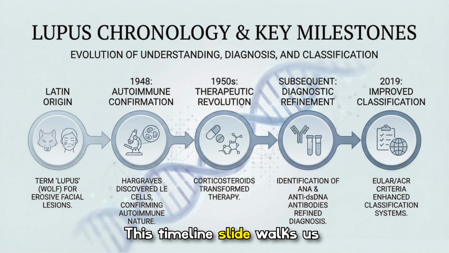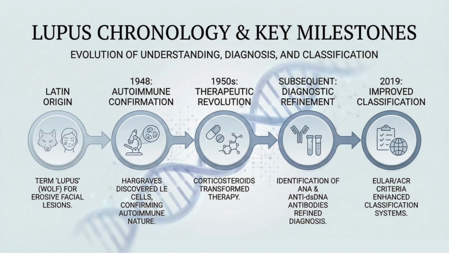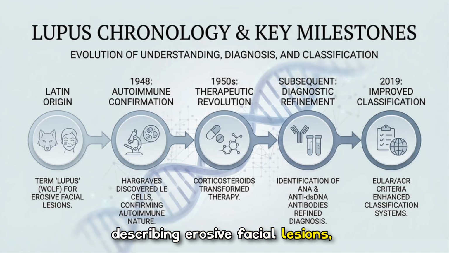This timeline slide walks us through key milestones in our understanding of lupus, starting with the term's Latin roots describing erosive facial lesions, the discovery in 1948 that linked lupus to autoimmune processes, the therapeutic revolution of corticosteroids in the 1950s, later refinements in diagnostic antibodies, and finally, the improved 2019 classification criteria that standardize diagnosis and clinical trials.